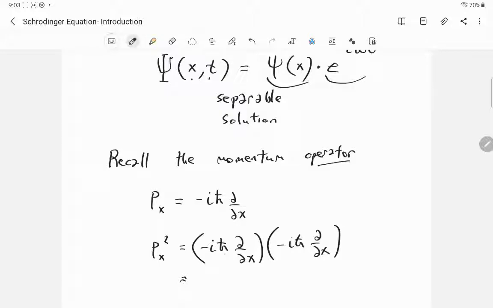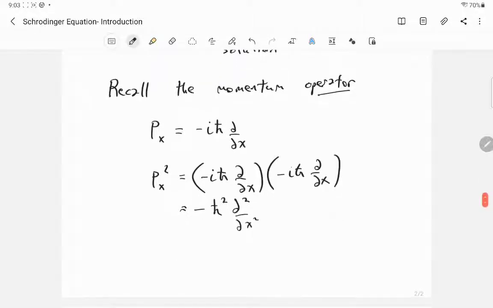So minus i h bar times minus i h bar. The minus sign and the minus sign cancel, but the i gets squared to a third minus sign. So three minus signs is left over as one minus sign, and I've got h bar squared, and then d squared by dx squared, like this. So if I was to take p sub x squared and divide by 2m, what I'm going to get is minus h bar squared over 2m d squared by dx squared.